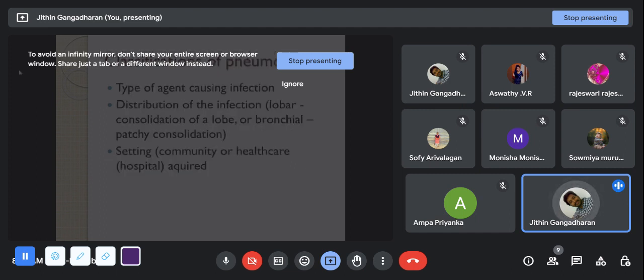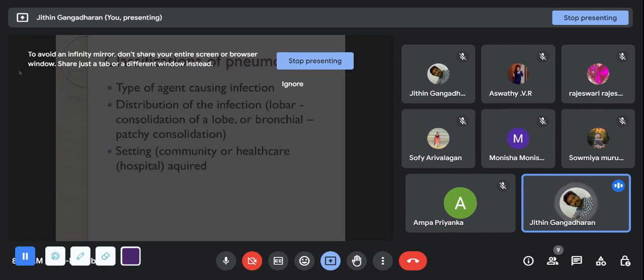The next condition is pneumonia. So what is pneumonia? Pneumonia is the inflammation of the lung that may cause empyema or pleural effusion. It's an inflammatory condition of the lungs. In pneumonia, it may lead to empyema or pleural effusion. It is not mandatory that in all cases of pneumonia there should be empyema or pleural effusion.